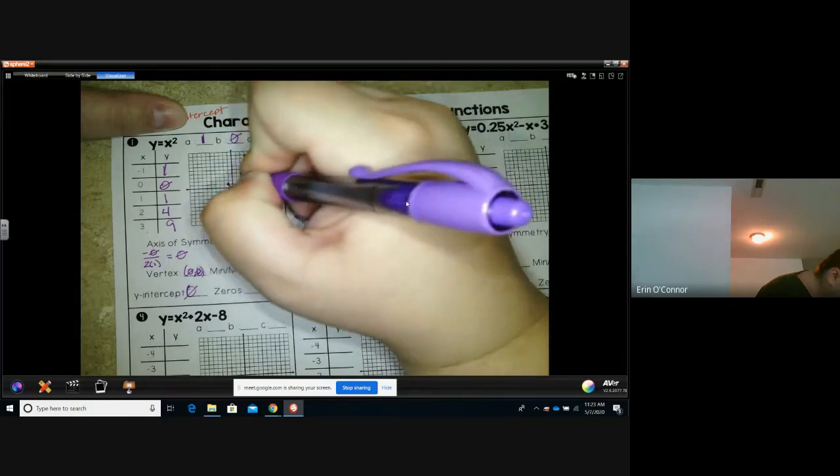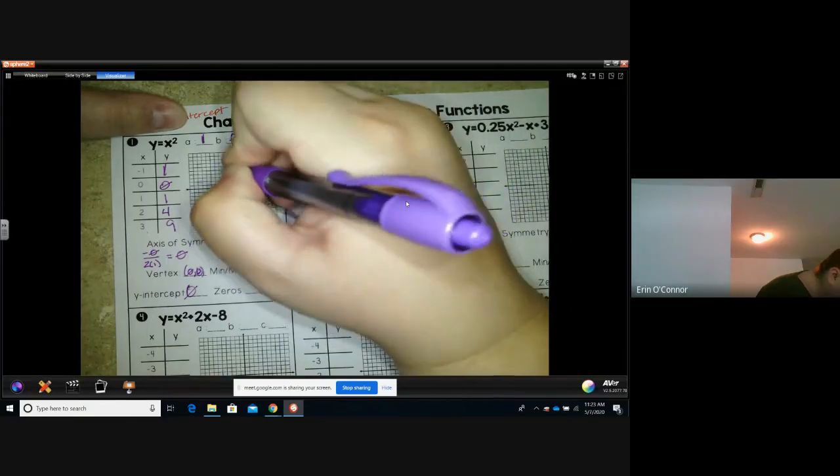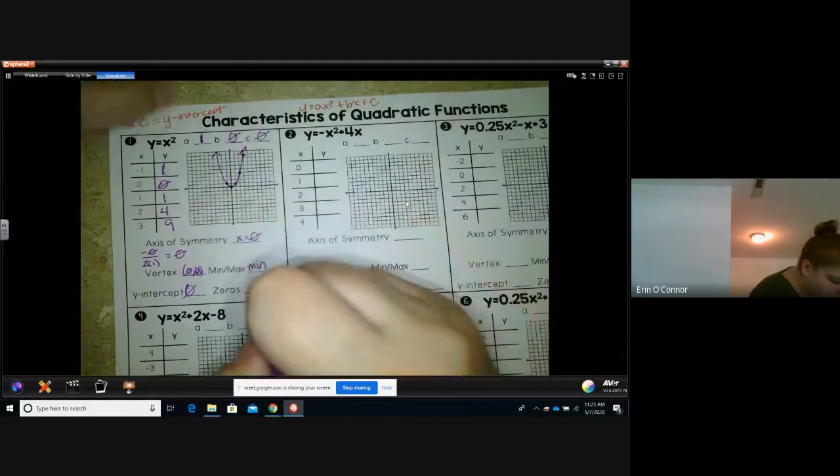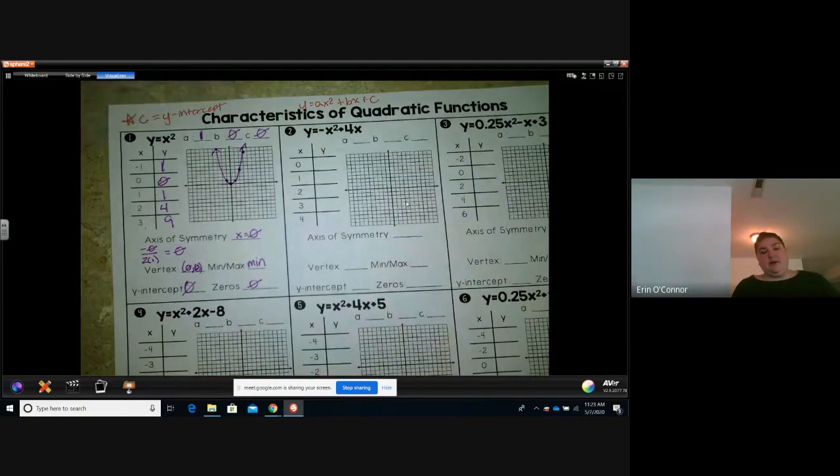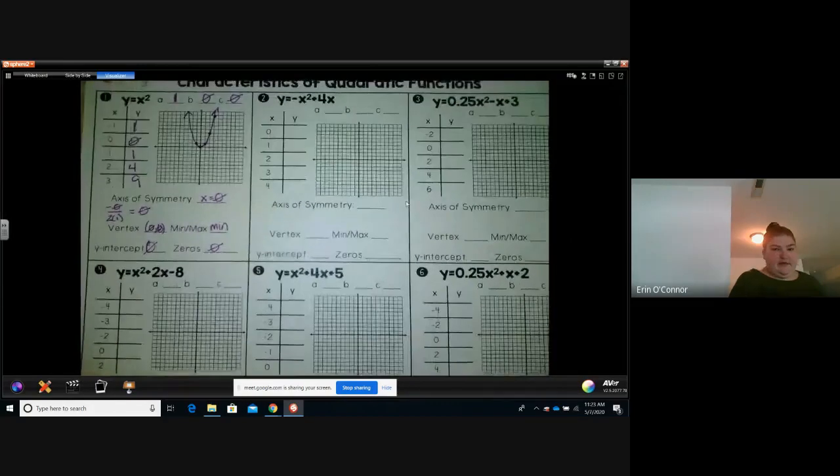And if we plot this, we're crossing the y-axis at 0, 0. So the 0 is 0. That doesn't mean there's no zeros. It means there's a point at 0, 0. If there are no zeros, you will write none. Okay, for the next one.